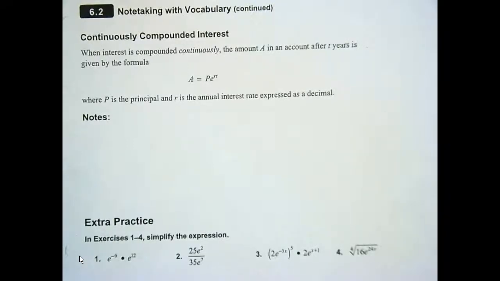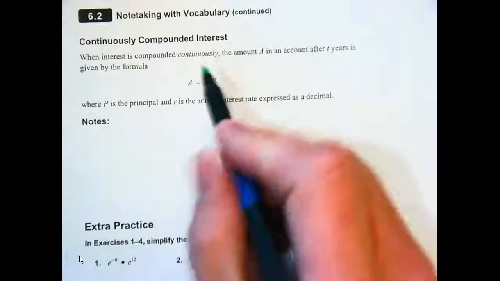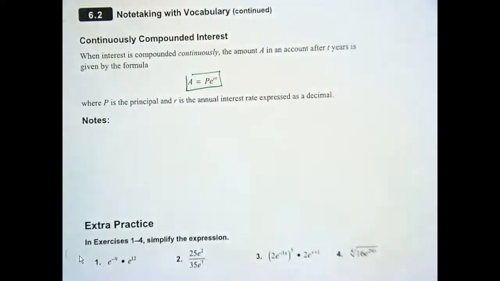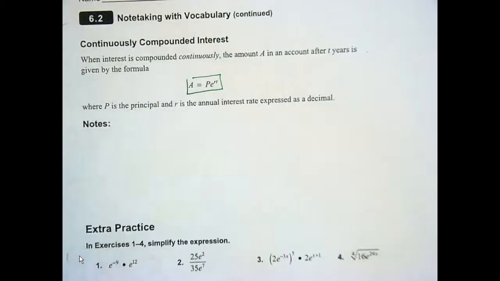Continuously compounded interest. If a bank ever offers you continuously compounding interest, you take that deal. Because that means as you sit here and breathe, your money is collecting interest. It's being compounded every second of every day. When you see Pert, that is the formula for continuously compounding interest. P is your principal, r is your rate.